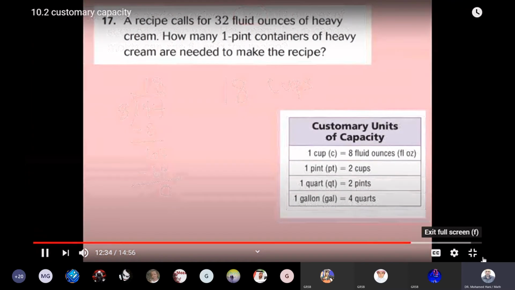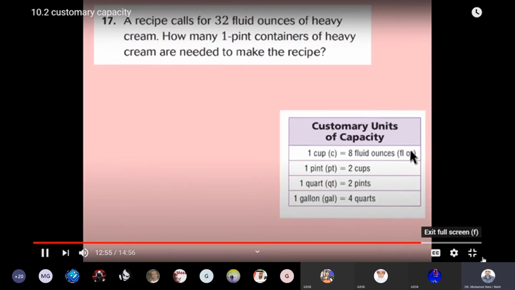Now for question number 17, let's look at our chart and see if we can figure this one out. It says a recipe calls for 32 fluid ounces of heavy cream. So let's look at our information we know about ounces. We know 8 ounces equals 1 cup. Now let's look at our question. How many 1 pint containers of heavy cream are needed to make the recipe?